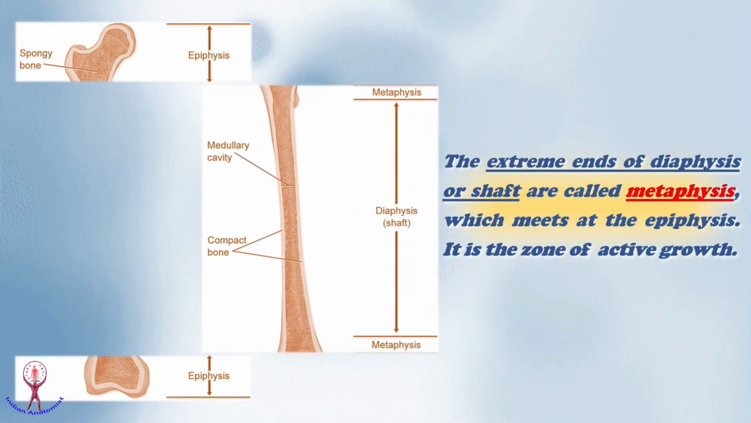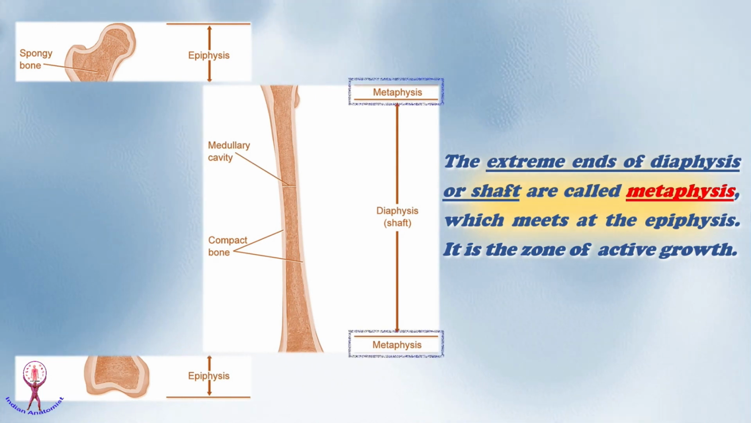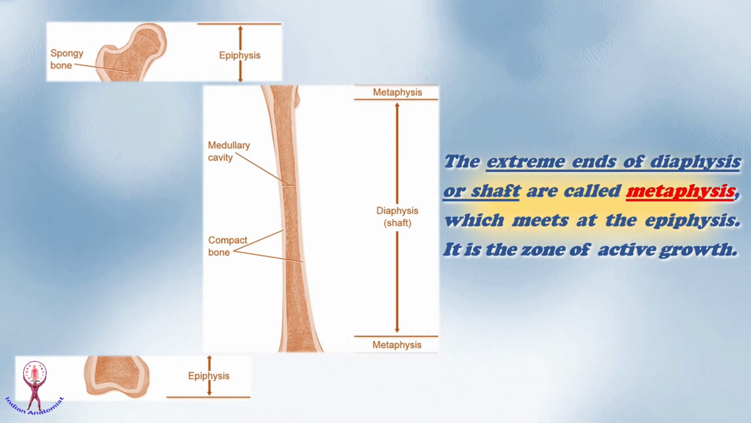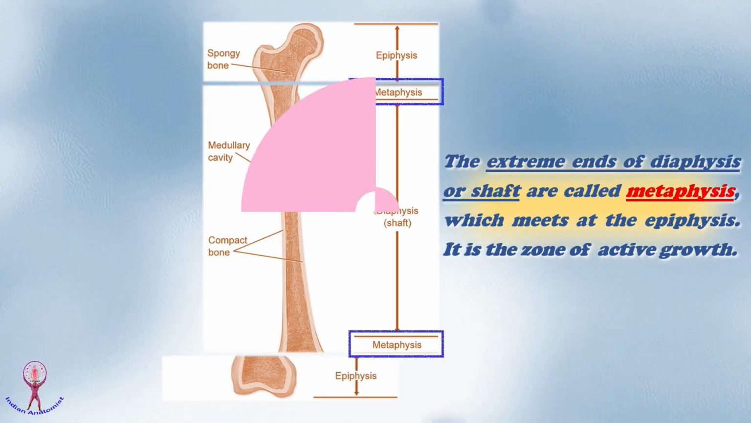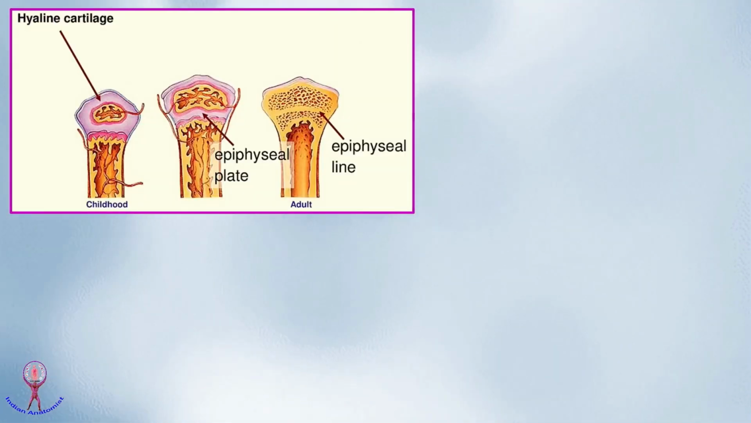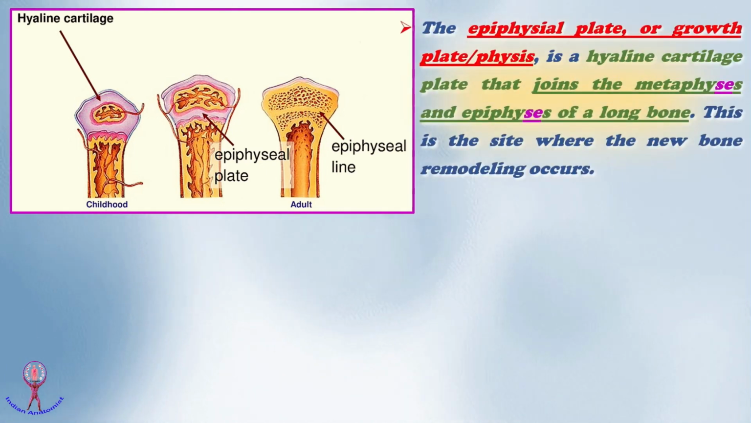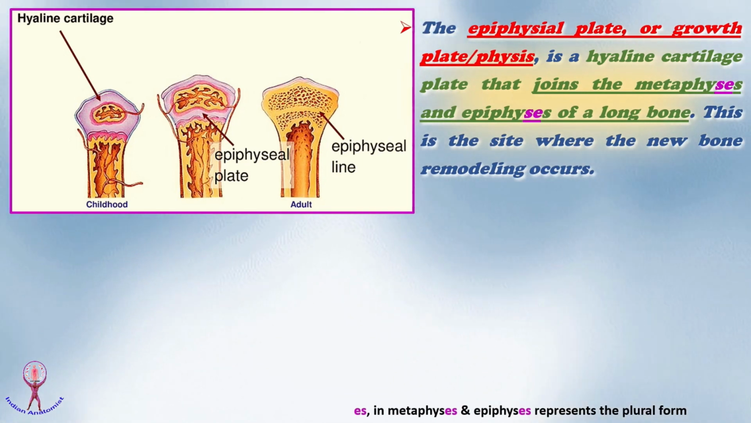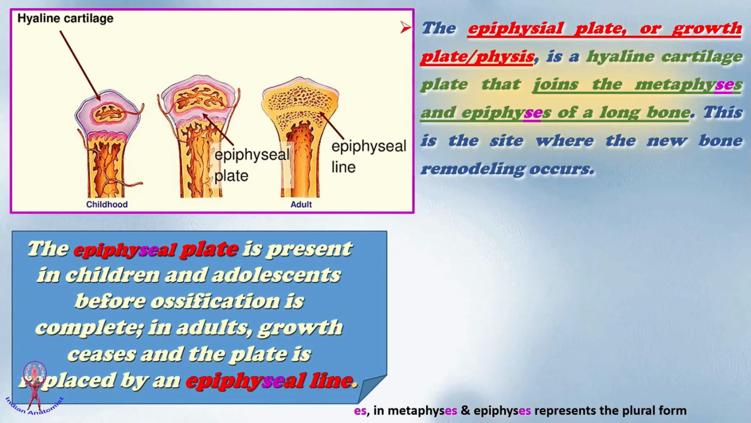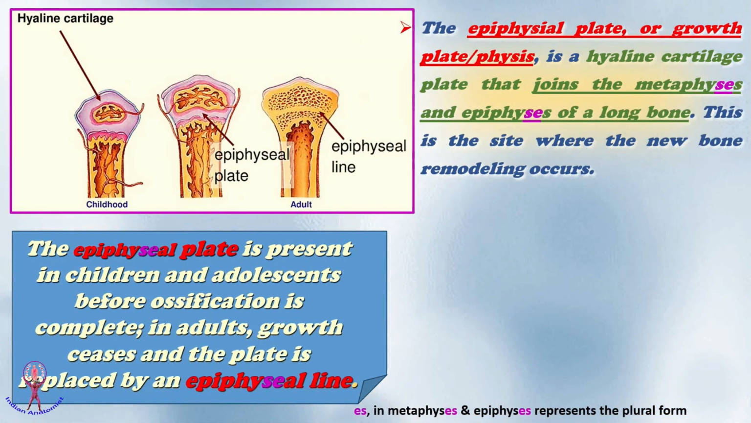Now, what is metaphysis? The extreme ends of the diaphysis, or shaft, are called the metaphysis, which meets at the epiphysis. It is the zone of active growth. What is the epiphyseal plate? The epiphyseal plate is present in children and adolescents, before the ossification of the long bone. In adults, growth ceases, and the plate is replaced by an epiphyseal line. The epiphyseal plate, or growth plate, or simply, physis, is a hyaline cartilage plate that joins the metaphyses and epiphyses of a long bone.